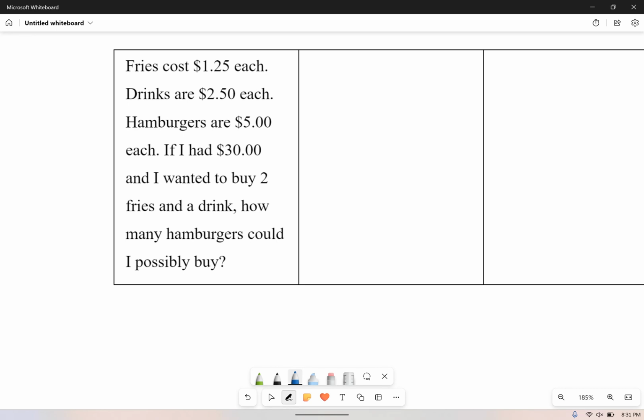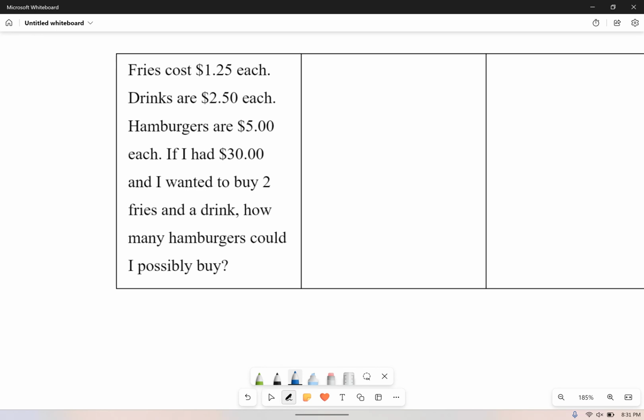All right. This one isn't too bad either. You just have to do a little bit of reading. Fries cost $1.25 each. Drinks are $2.50 each. Hamburgers are $5 each. If I had $30 and I wanted to buy 2 fries and a drink and some hamburgers. How many hamburgers? I don't know. But that's what I'm trying to figure out. How many hamburgers could I buy?